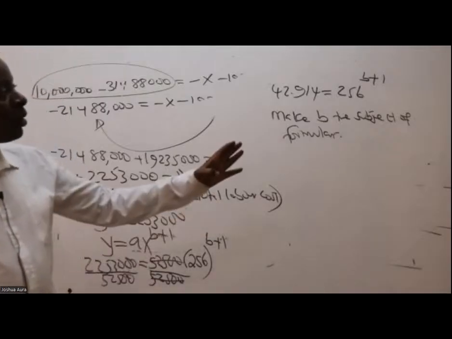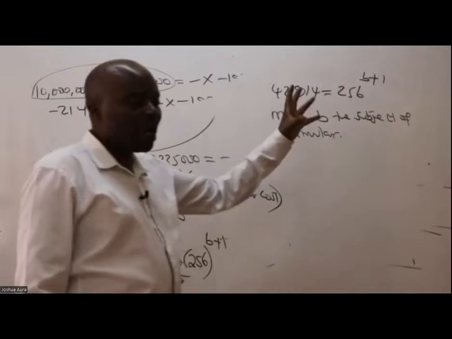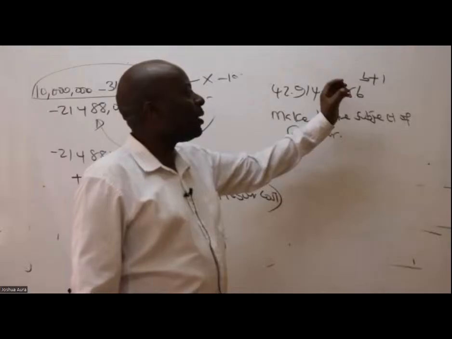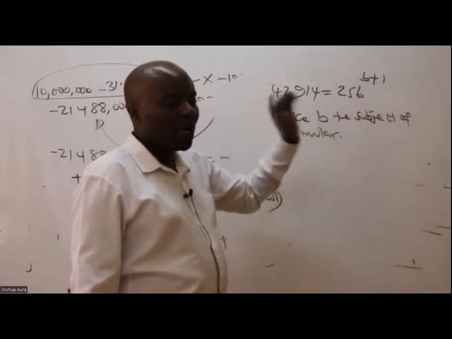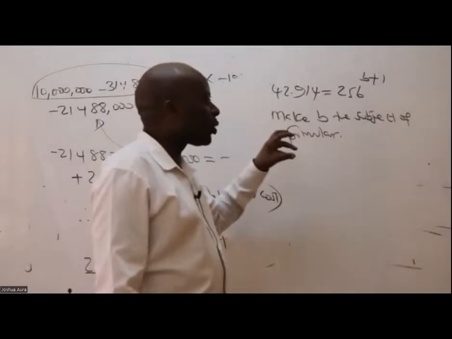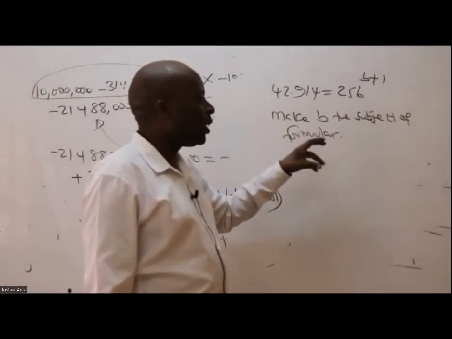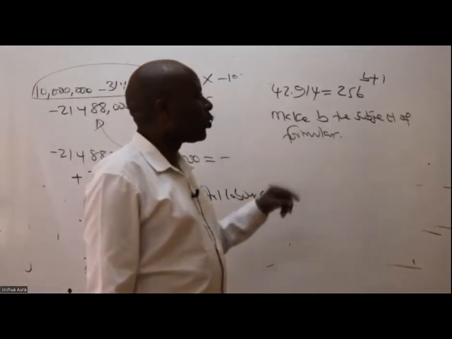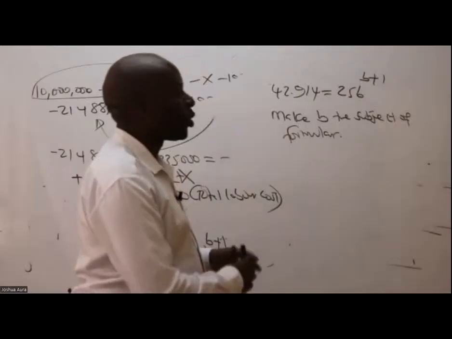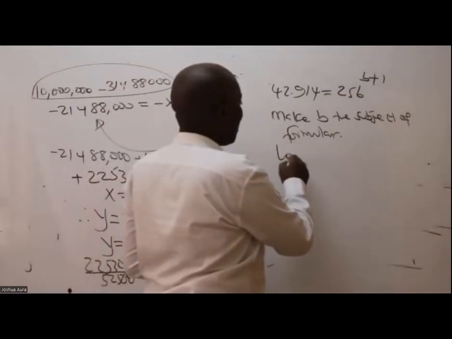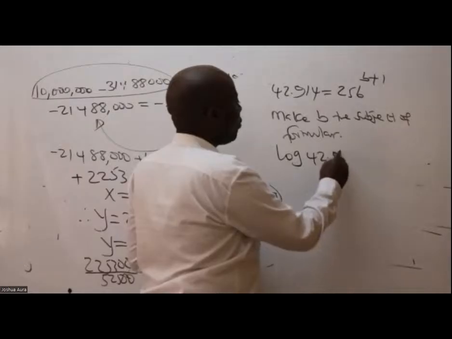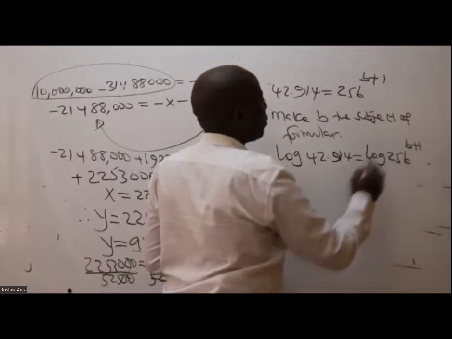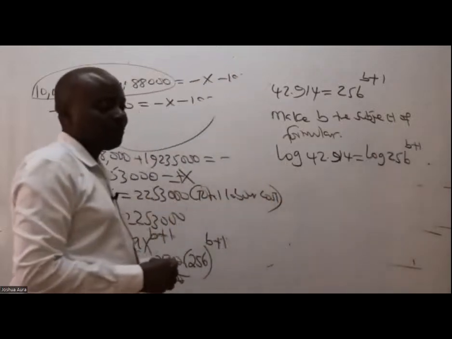When I look at B very well, I can see B is part of the power. When the subject of the formula is part of the power, the only way out is to introduce logarithms. So introduce a logarithm of 42.914 equals logarithm of 256 raised to B plus 1, like that.